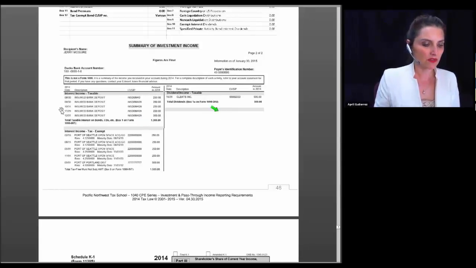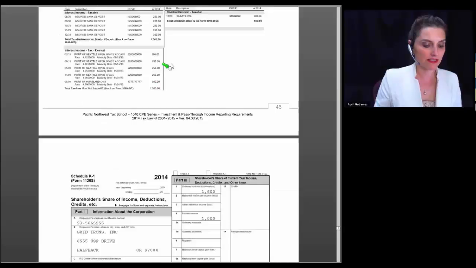And those can be helpful if you look on these supplementary pages of these brokerage account statements. It can be helpful if you're trying to break down income for people who've moved during the year from one state to another so that you can allocate income to the correct state.